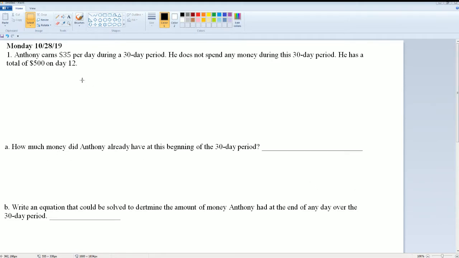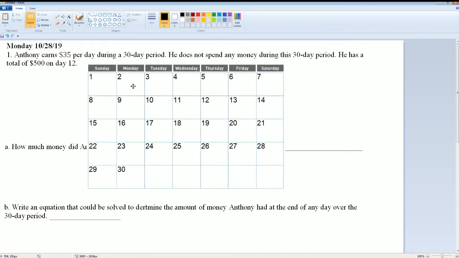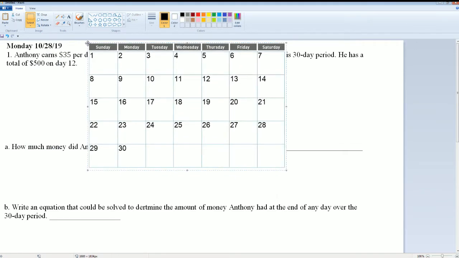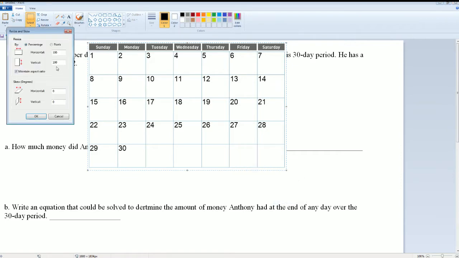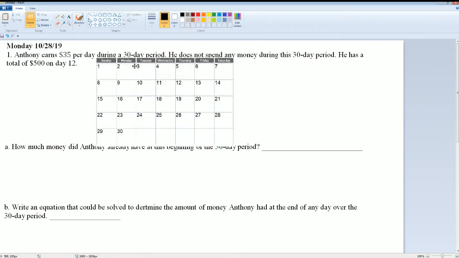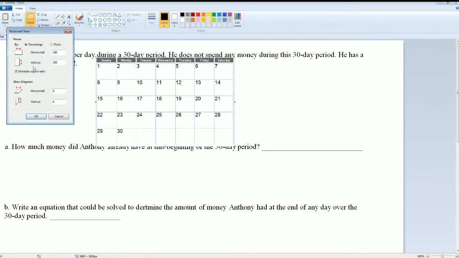But before we get there, this scenario would help us if we actually had a calendar, right? Normally, when we do our problems, we have a chart. Here, you could make a chart if you want, but I'm going to make this a little bit easier by grabbing a calendar. Okay, here's our 30-day calendar. Let's resize it. Let's make it 70. Will it fit? Nope, let's resize it again.